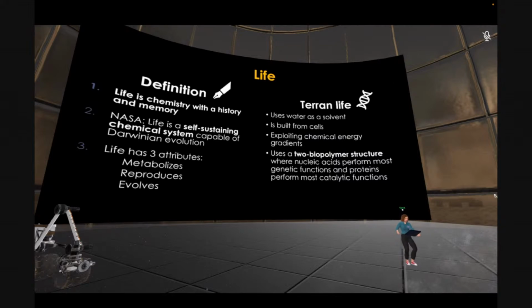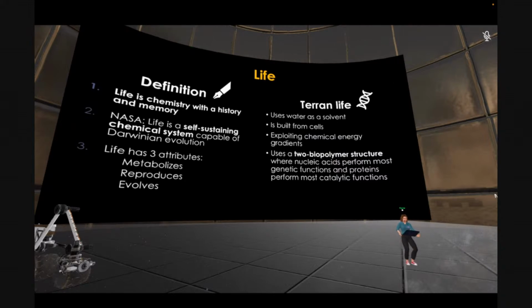But broadly, life as we know it has three attributes. It metabolizes, so it burns energy. It reproduces, it can duplicate itself, and it evolves. It will change over time in a way that is heritable.